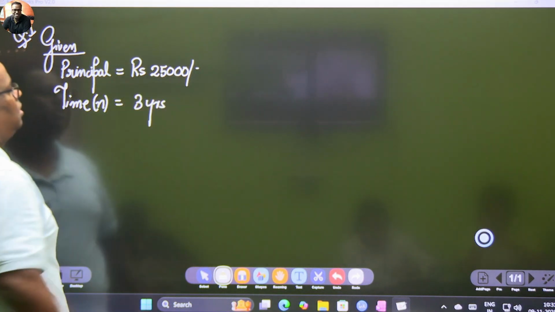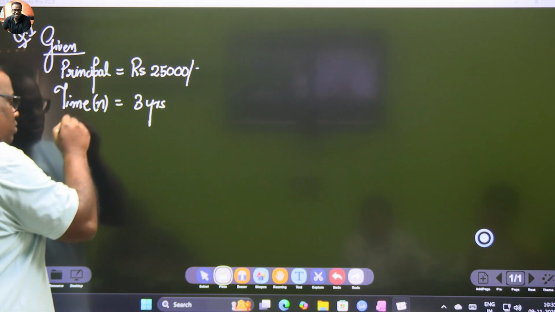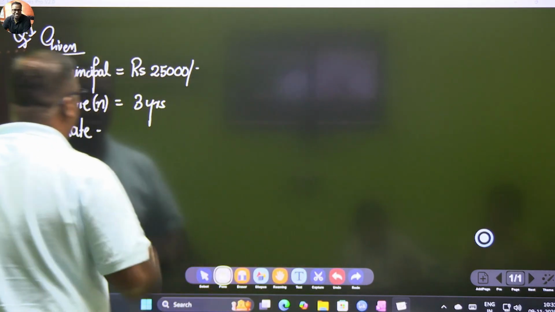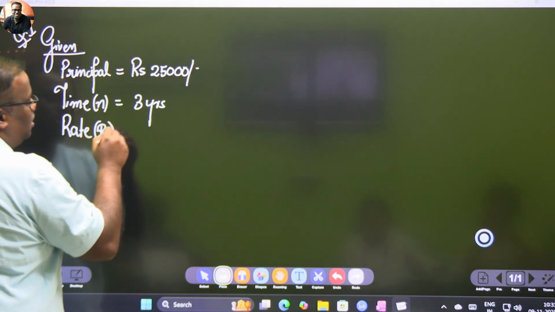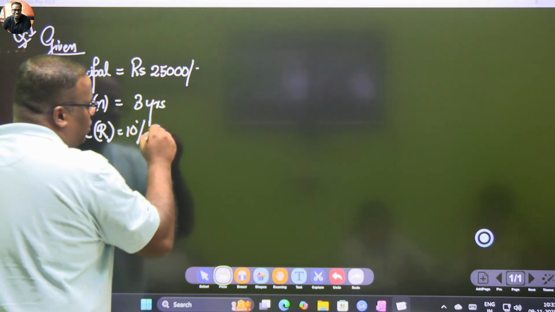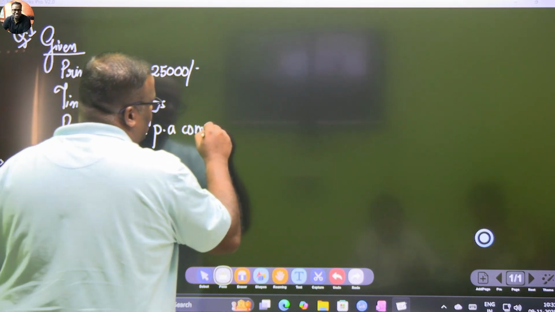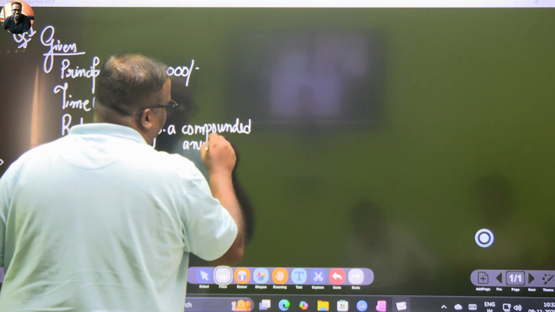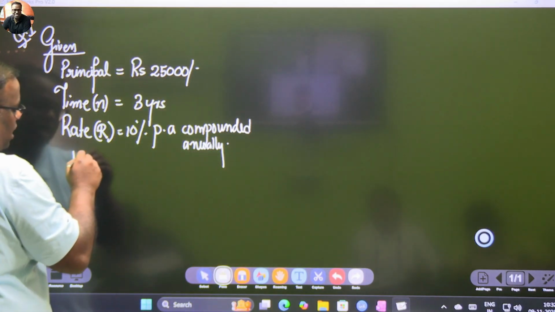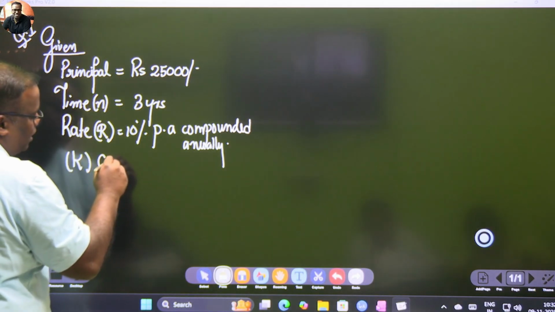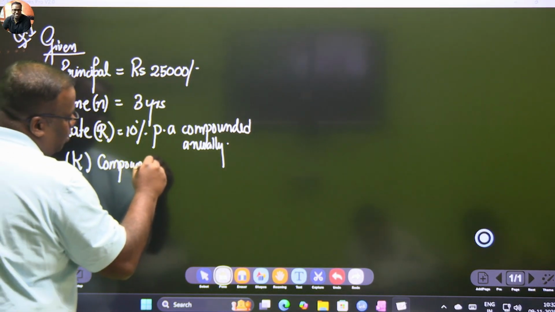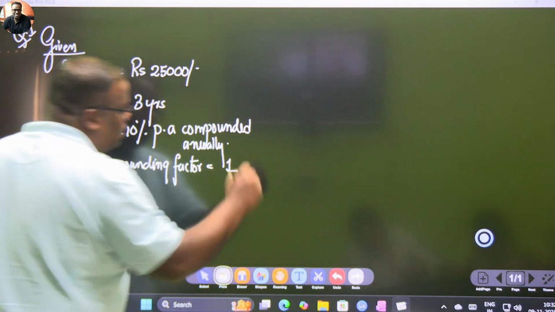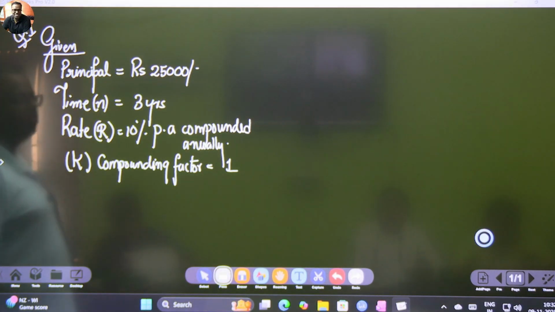Very good. At 10%. Okay, so rate. What is the rate? 10%. So rate will be written in bracket as R. So my rate is R is equal to 10% per annum. We write PA, compounded annually. From the start itself, you do the problem like this. K means compounding factor. So compounded annually means K's value is how much? 1. Every year once the bill will be raised.